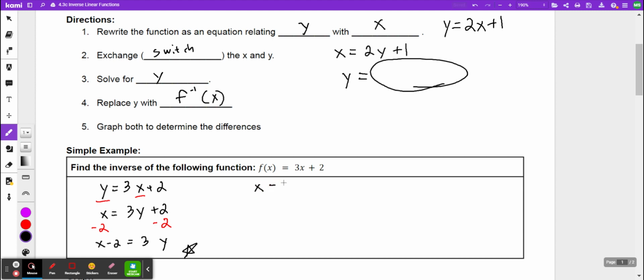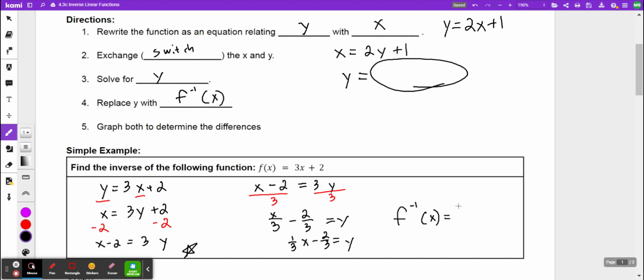So what's the opposite of times 3? Because that's 3 times y. It's going to be divide by 3 on both sides. And so we get x divided by 3 minus 2 divided by 3 is equal to y. Well, I could rewrite this and say 1/3 x minus 2/3 is equal to y. And wait a second, I want to say it's the inverse. So the inverse of f is equal to 1/3 x minus 2/3.